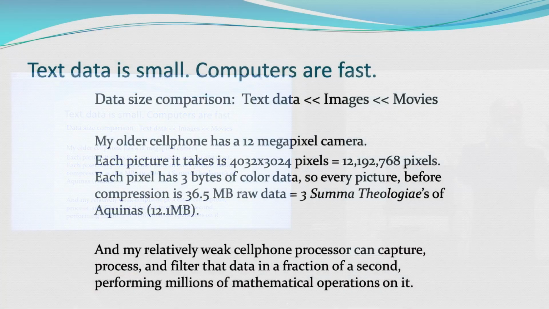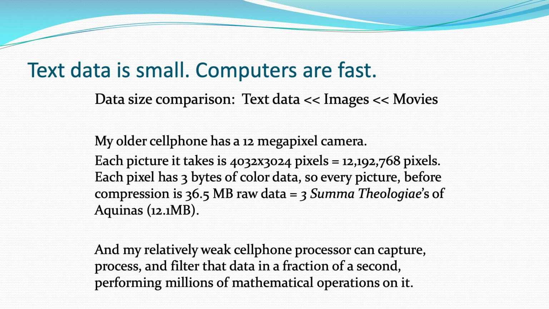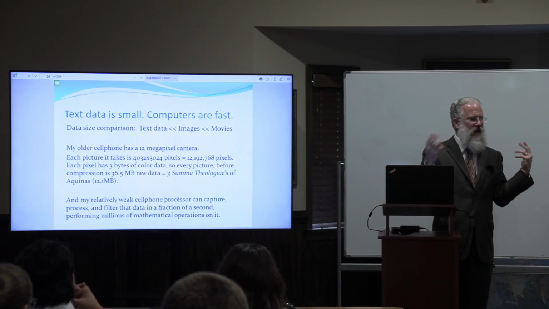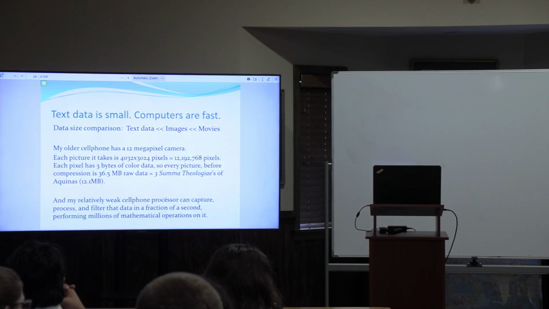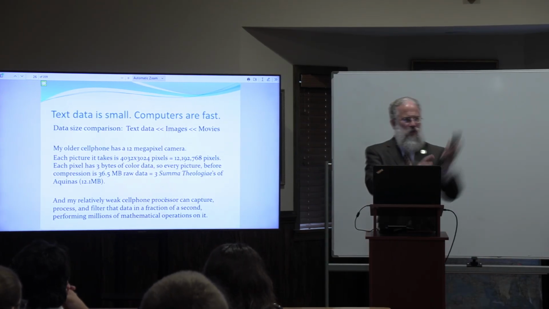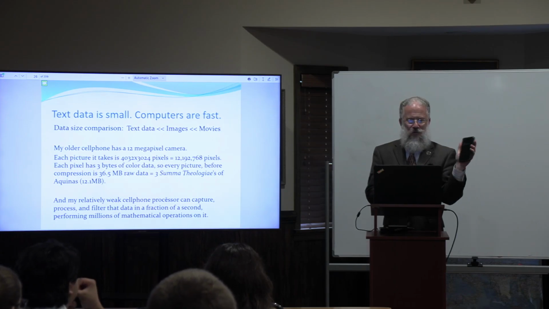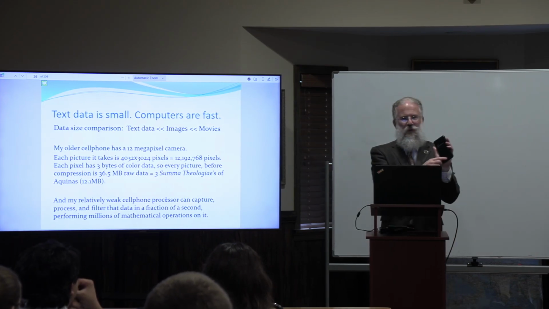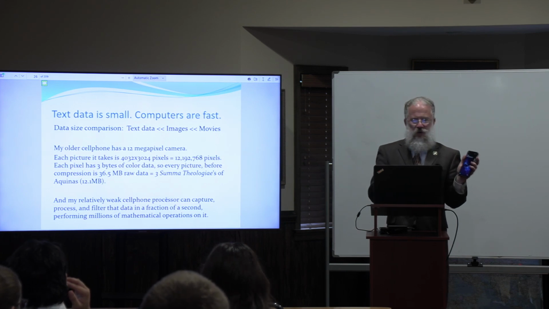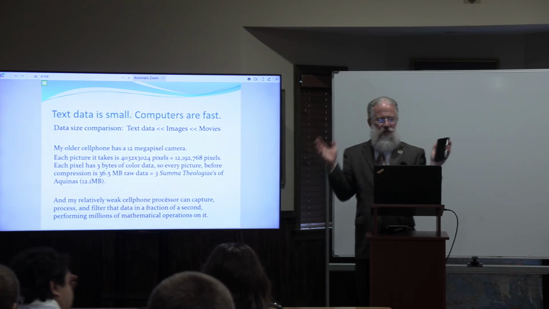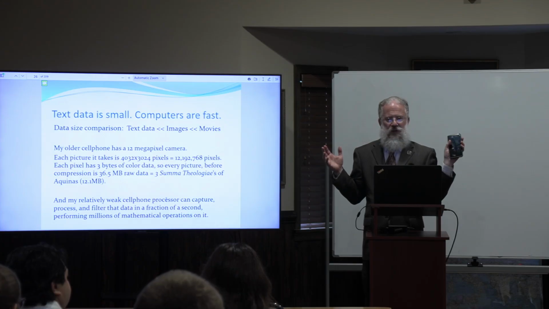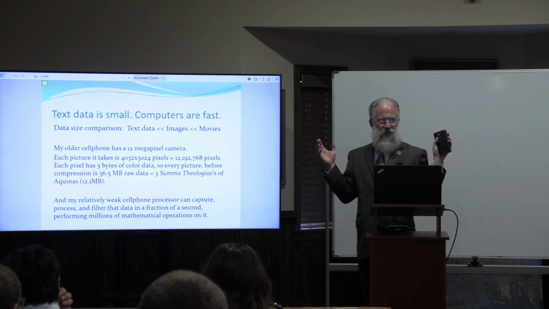So just to start with, text is small. It's much smaller than image data, and image data is much smaller than movie data, like video data. Think about how much video data you pull down on Netflix or watching something on your cell phone. My old phone, ancient phone, Samsung Galaxy S9, has a 12 megapixel camera. I know that's really mid for phones these days. So that's 4,032 pixels one way, 3,024 the other way. That gives you 12.1 million pixels. Each pixel has 3 bytes of color data. Therefore, before compression, every picture I snap with this is 36.5 megabytes of data.